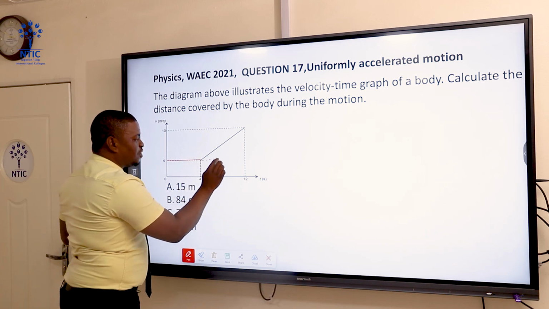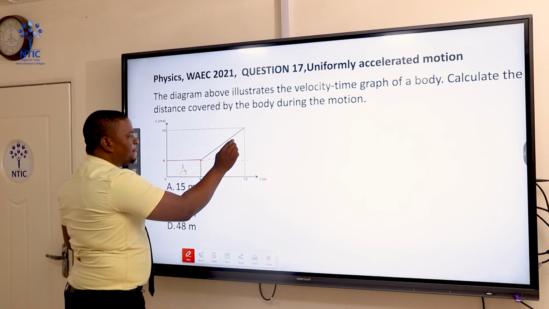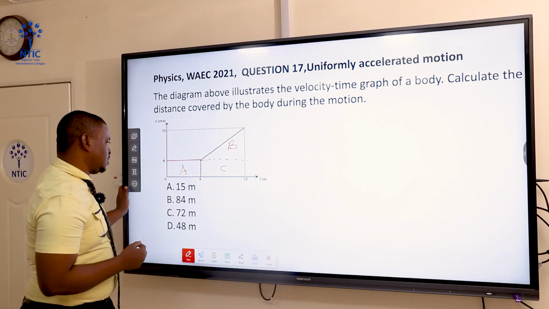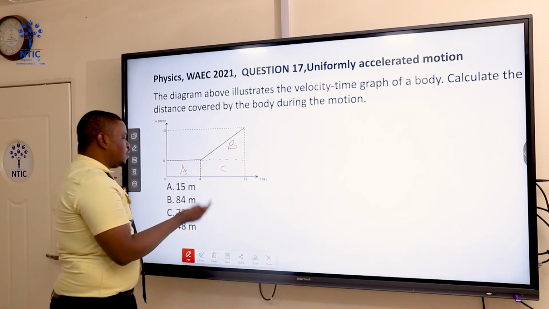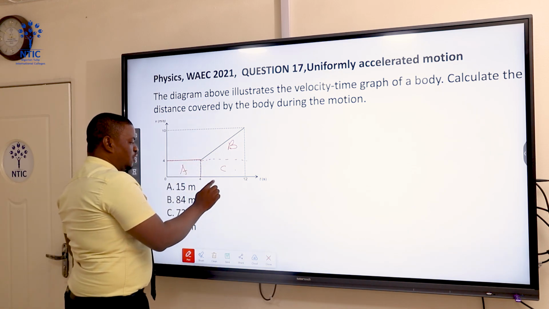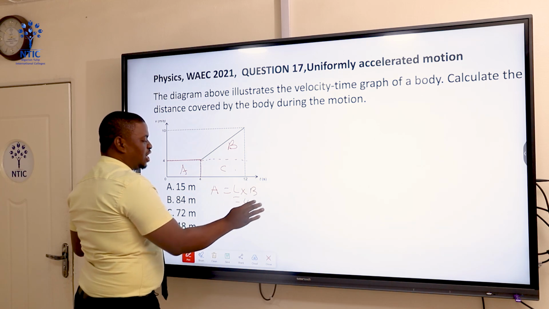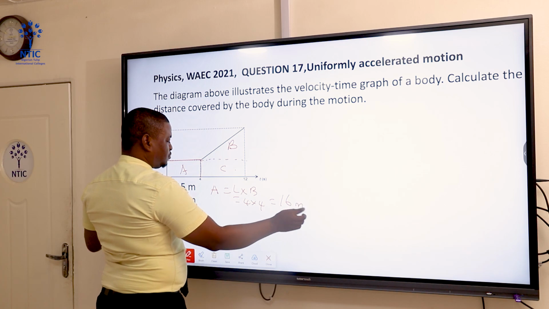Now, I'm going to divide this one into 2 and look for the area of each. Let me call these A, B, and C. If we do this, we are going to have something like this. The first thing we do is look for the area of A. A is a rectangle, so the area of A is length times breadth. That will give me 4 times 4, which is 16 meters.